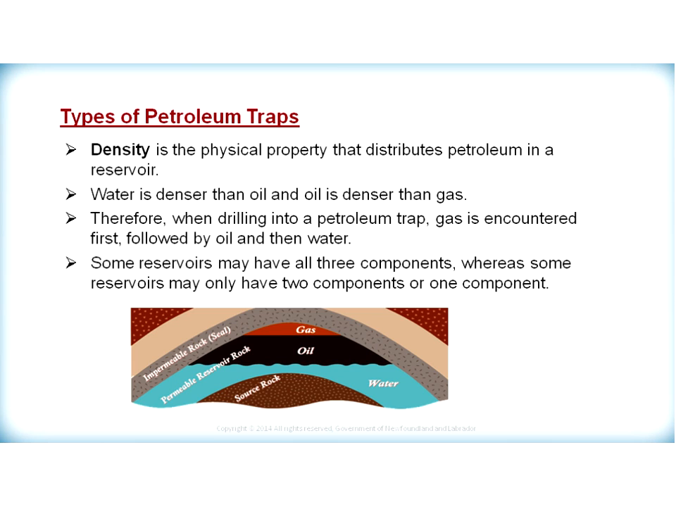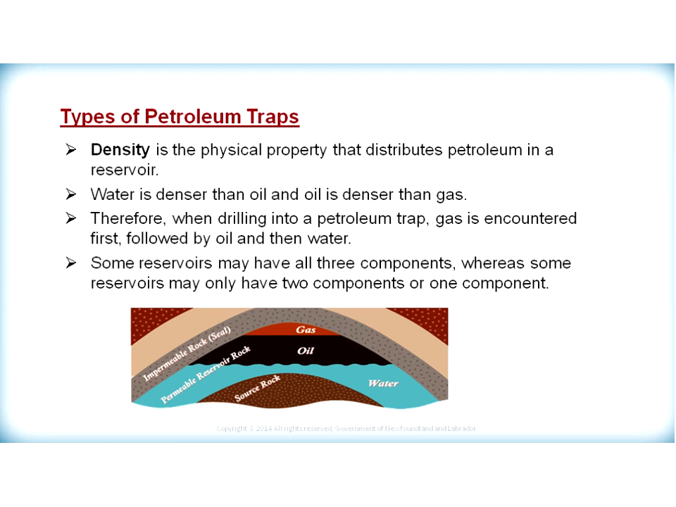Further to the different types of petroleum traps, we need to look at the properties of the materials that make up the trap. In this case, the water, oil, and gas would have different densities. And density is the physical property that distributes petroleum within the reservoir. Water is more dense than oil, and oil is more dense than gas. Therefore, when drilling into a petroleum trap, gas is encountered first, followed by oil, and followed by water.